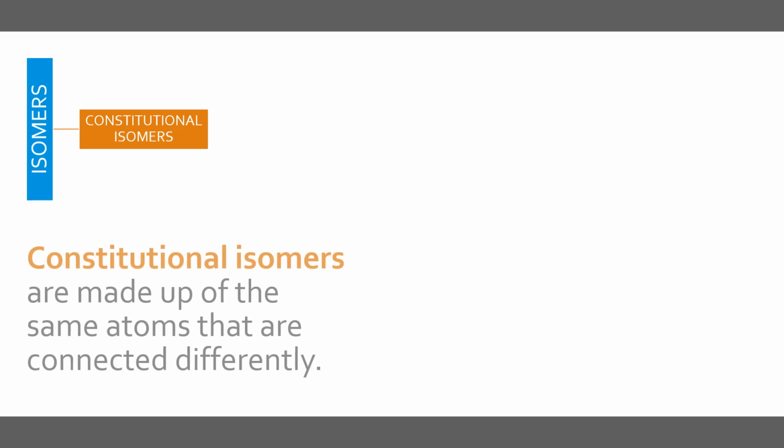Isomers can be classified into different things. The first classification is called a constitutional isomer, from the root word constitute, made up of. Constitutional isomers are made up of the same atoms that are connected differently. Same atoms, different connectivity. Constitutional isomers have subcategories, the first of which is called the skeletal constitutional isomer.